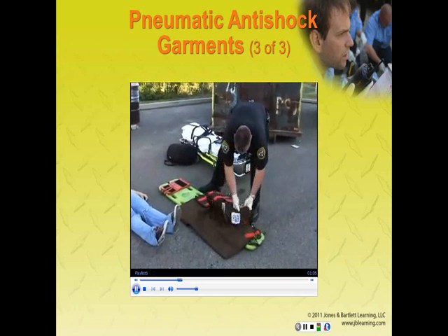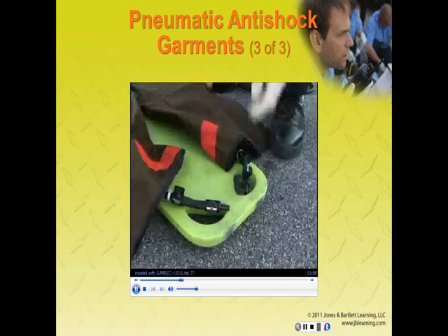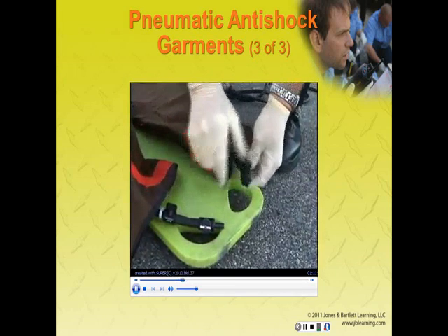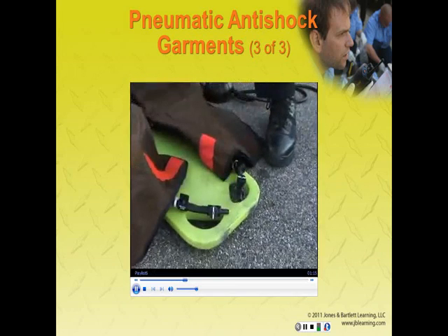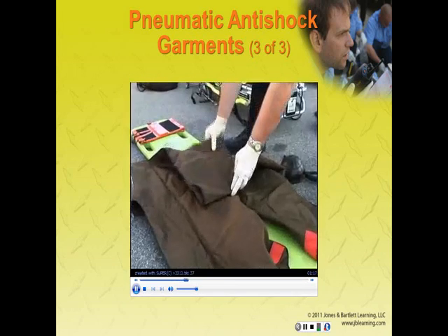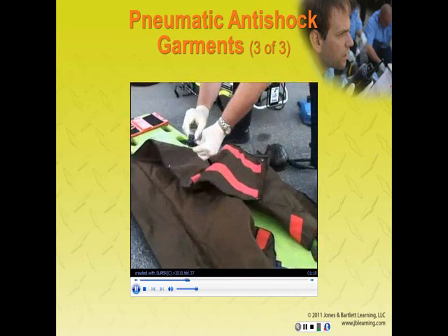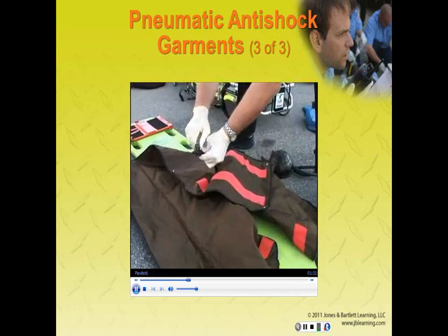PASG should be applied with the patient on a long backboard. Ensure that all sharp objects have been removed from the area that will be inflated, which will prevent the pants from becoming damaged and unable to accomplish their purpose.